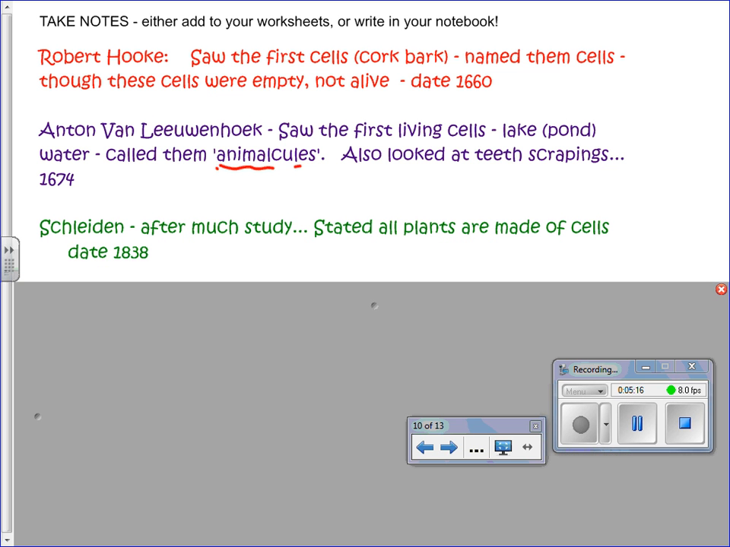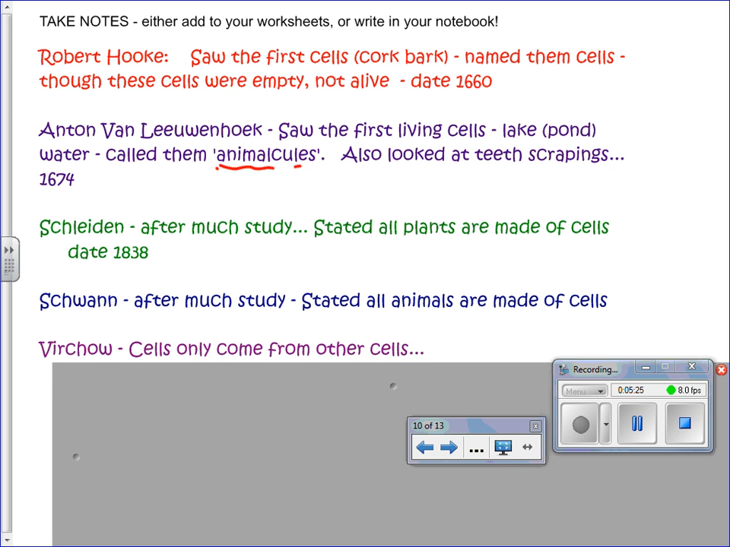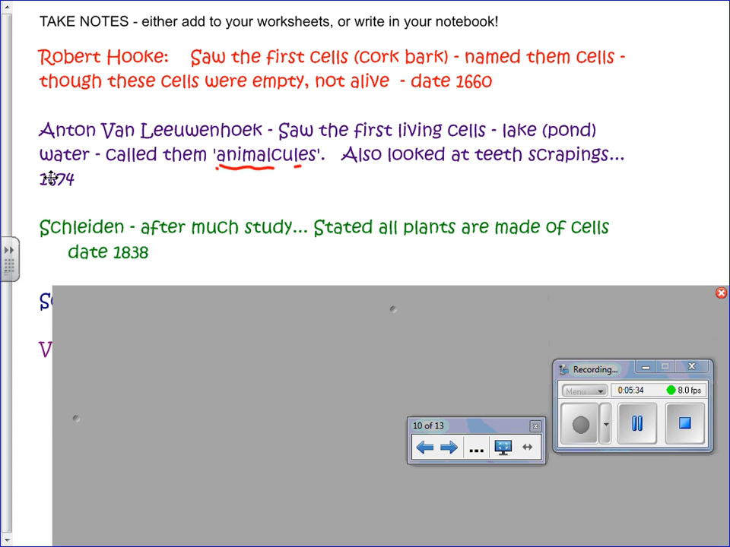So this started this whole thing of everybody studying things. And Schleiden, Schwann, and Virchow, these next three, are German. All three of them are German. So Schleiden did lots of study, and he decided to study plants. After much study, every plant he looked at was made of cells. So after a while, he said, you know what? I think all plants are made of cells, as in about 1838.